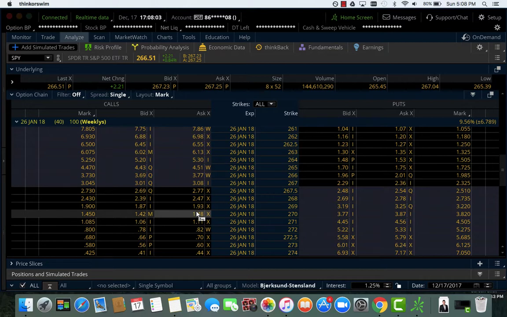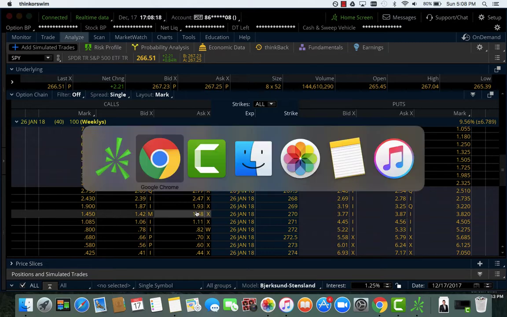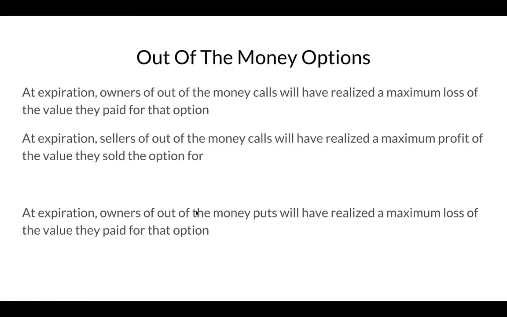And since we're the seller of the option, we will make a maximum profit of whatever we sold the option for. So if we sold this option for $1.45 and at expiration it was out of the money, we would have made a maximum profit of $1.45. Okay? Now let's look at the other puts.